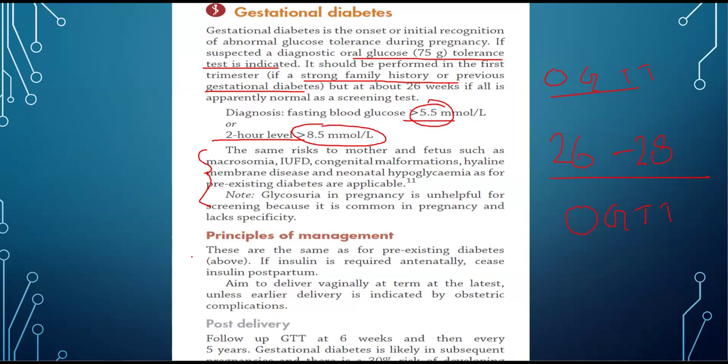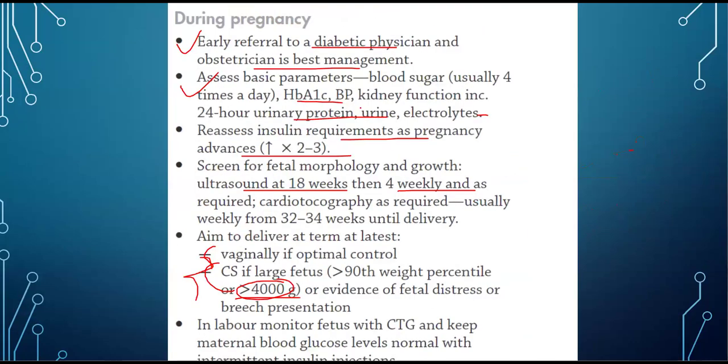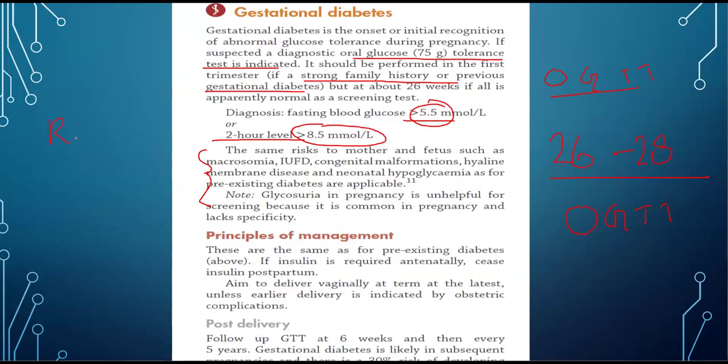So what will be the management? First of all, for gestational diabetes, there is an RACGP guideline. I would like all of you to follow the RACGP guideline for gestational diabetes, because this guideline is the 6th edition that has been changed, so the RACGP guideline is the new guideline. So follow the RACGP guideline for gestational diabetes, okay? But the management stays the same.